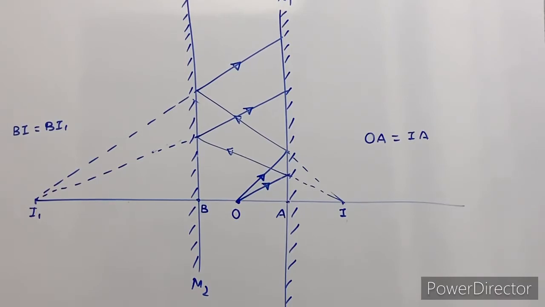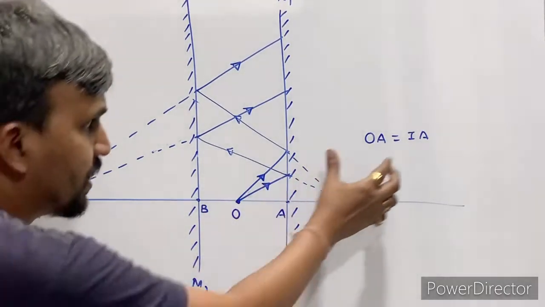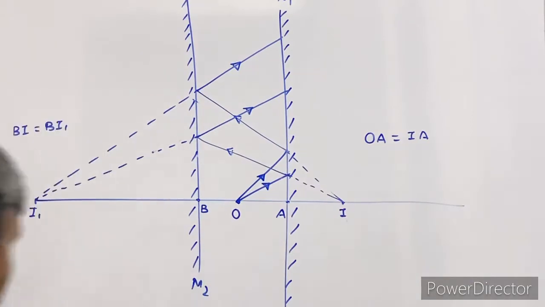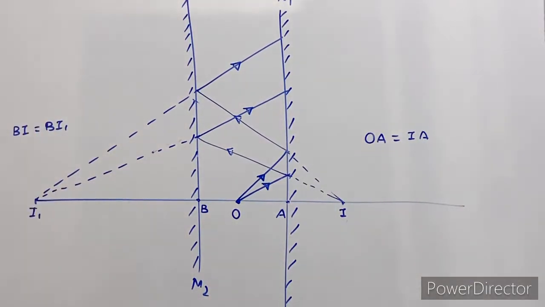The precaution you have to take with the distance is that OA is equal to IA, and BI is equal to BI1. This distance has to be equal, then you can find that an infinite number of images are formed.